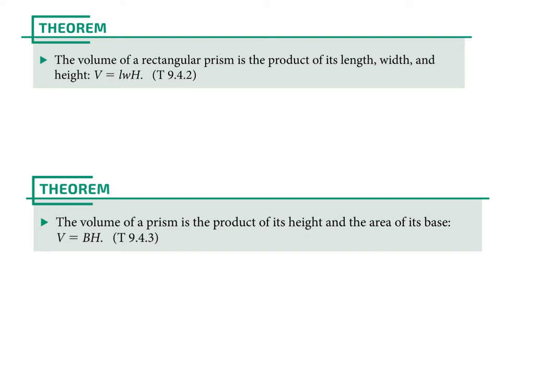Now, this is the formula you need to be concerned with, because this one right here is for any prism. Any prism. That capital B for this formula and the capital H are important, all right? Capital B means the area of the base. Capital H means the height of the prism.